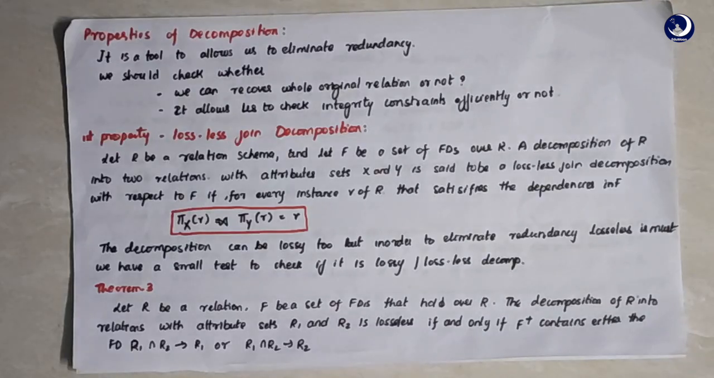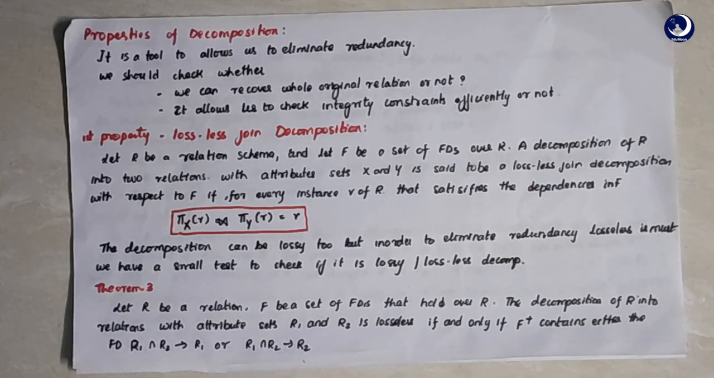So we have a small test to check if this is a lossy or a lossless decomposition. What is that test? That is according to Theorem 3. Let's discuss what Theorem 3 is. Let R be a relation, and F be a set of FDs that hold over R. A decomposition of R into relations with attribute sets R1 and R2 is lossless if and only if F closure, that is F plus, contains either the FD R1 intersection R2 determines R1, or the FD R1 intersection R2 determines R2.